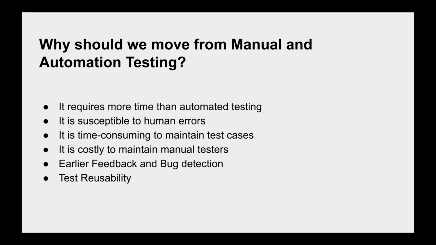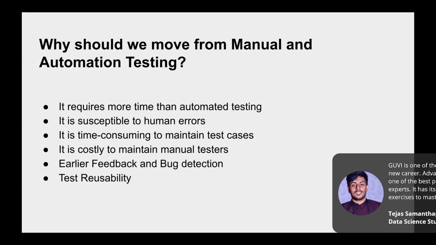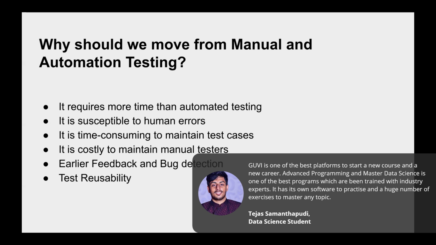And if you are going to do 5 to 6 releases a month, then think of the effort that is required for the tester to test all the test cases for each release. As you know, it's a tedious process, and it takes more time. So that is one strong reason why we should move to automation.